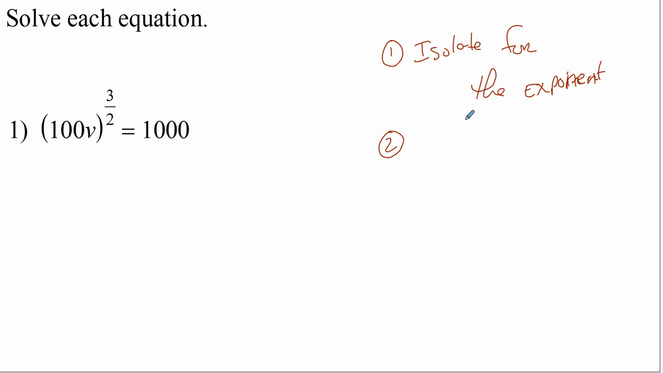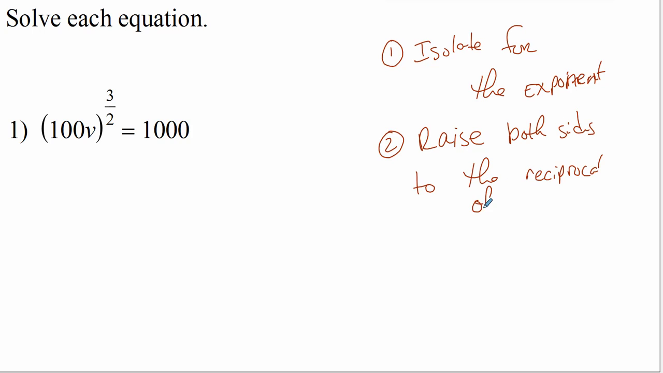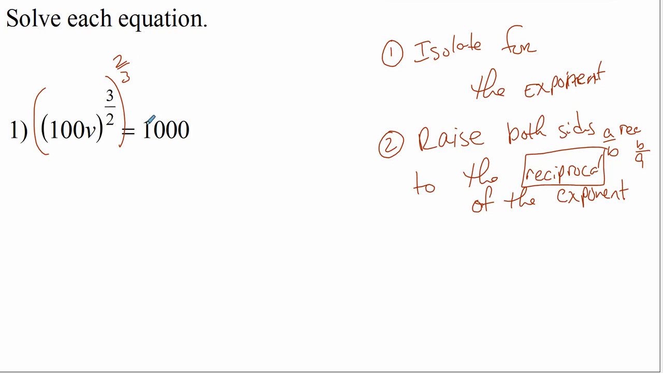The second step, just like we did in the last video, we raised it to the index. What we're going to do is raise both sides to the reciprocal of the exponent. Now, what is reciprocal? Remember, reciprocal just means the fraction is flipped. So if it's a over b, then the reciprocal is b over a. So this one's 3 halves. Okay, so I'm going to take both sides and I'm going to flip it, and I'm going to do the math.